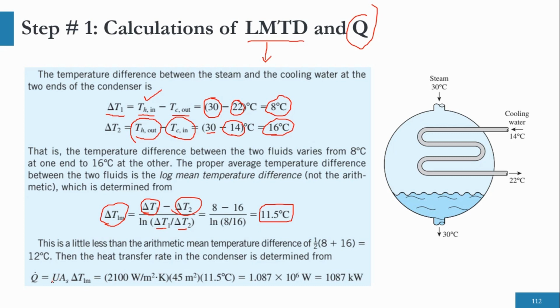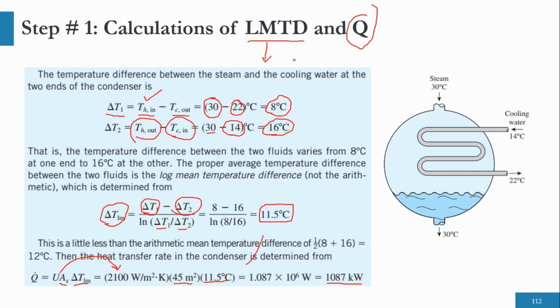Accordingly, Q is calculated as U A delta T LM. Now the value of U is 2100 watt per square meter per Kelvin. That is given in the problem statement. The value of area is again given in the problem statement as 45 square meters. And delta T LM, the log mean temperature difference, is calculated as 11.5 degrees centigrade. So the answer comes out to be 1087 kilowatt, which is the rate of condensation in the condenser.